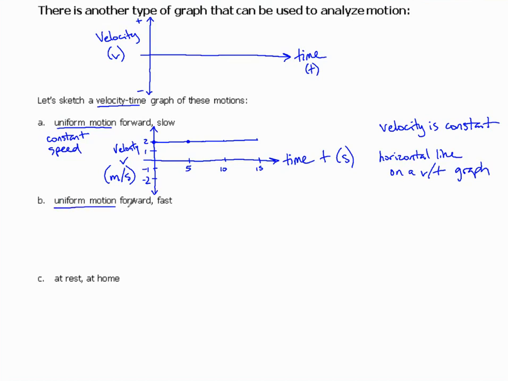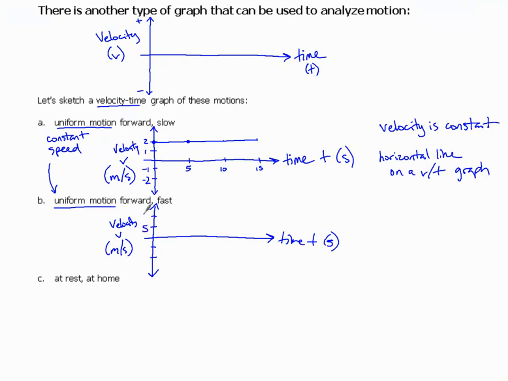Here we have another one with uniform motion. That means constant speed. We're moving forward again, which means the speed is positive, and we're going fast. So we're going to have to change the scale of this graph. So let's make all of our labels. Velocity v, that's meters per second. Time t, that's seconds. And really we can make the graph about the same size. All we have to do is change the scale.